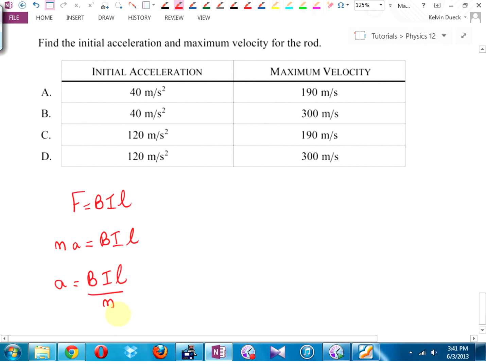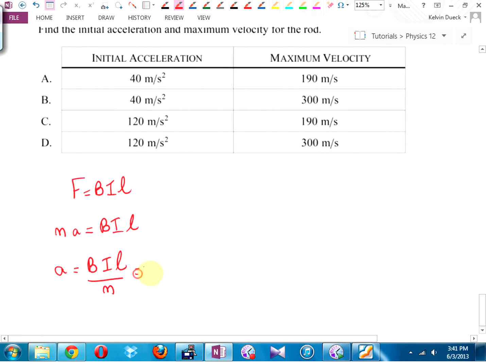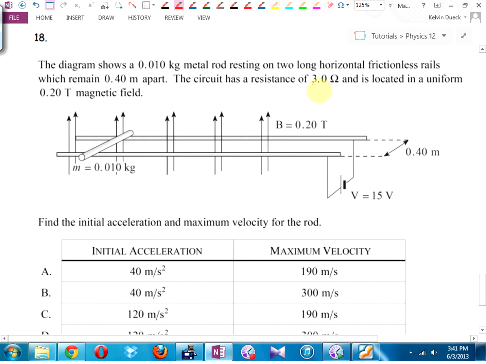Did they tell me the external magnetic field, 0.2? Did they tell me the current going through this whole system? They did not. But what they did tell me, look up, is the resistance and the voltage. So they did tell me the current, just not blatantly. I need to realize that the current is going to be V over R. It's 15 divided by 3.